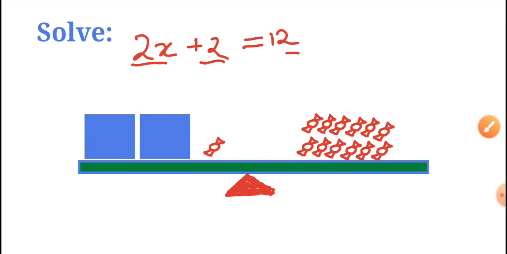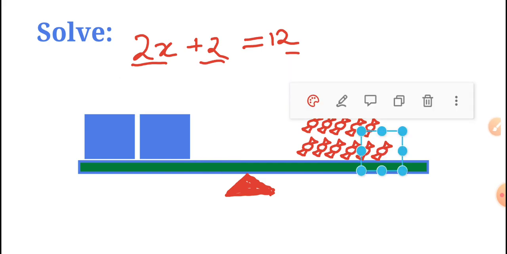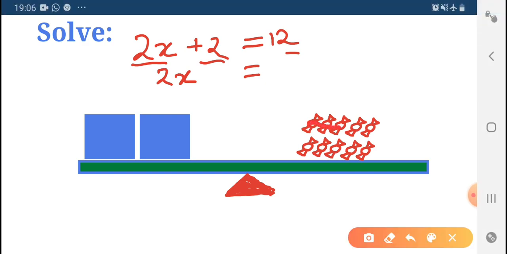So get rid of these 2 sweets from the left hand side and 2 from the right hand side. Now that we've taken 2 sweets away from both sides, we've got 2 lots of x is equal to, if you count the number of sweets here, 1, 2, 3, 4, 5, 6, 7, 8, 9, 10. It's 10 sweets. So 2 lots of x, 2x, is equal to 10.